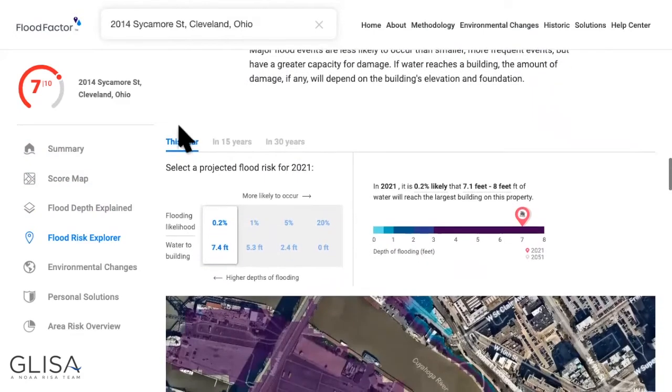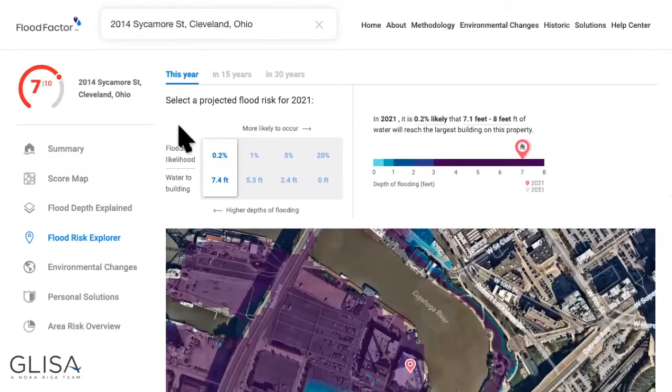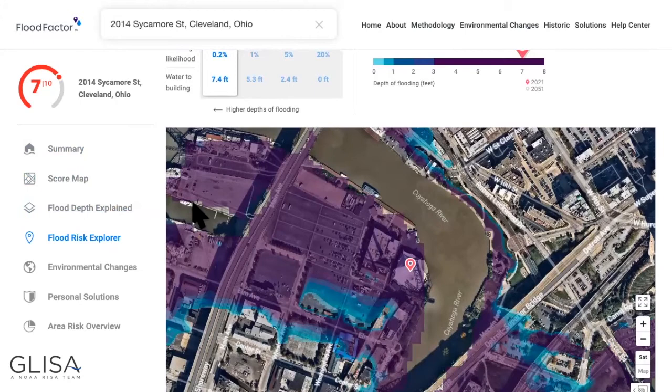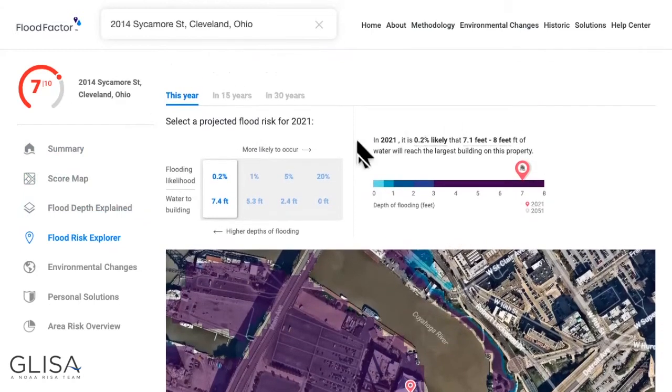Due to climate change, flood risks for your property may be changing. The next section gives flooding likelihoods for specifically chosen probabilities for this year, 15 years in the future, and 30 years in the future. The information is presented in multiple ways. First, it is presented as a table with the flooding likelihood and the amount of water that will reach the building. This same information is also displayed on a satellite map of the area surrounding the chosen property. The colors on the map correspond to the colors in this bar.